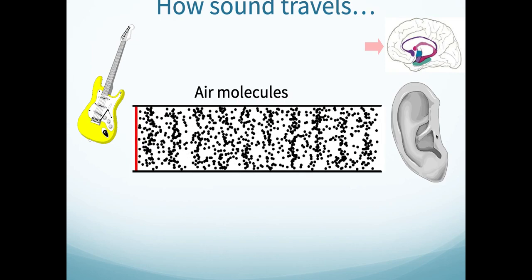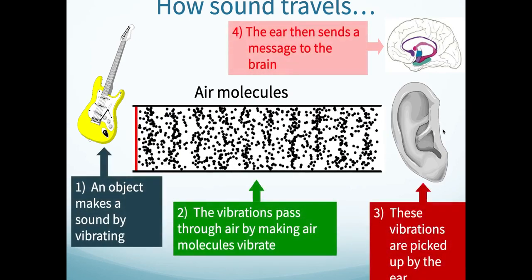And the ear has an eardrum inside, a layer of skin that's tight, and it vibrates. That vibration then gets passed to the middle ear and gets converted into electrical impulses, which get sent to the brain.